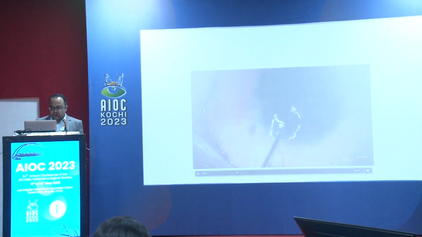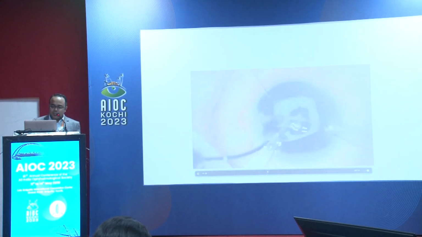So we went ahead and put some iris hooks. And here you can see that the anterior capsule and the posterior capsule are adhered. They are very thick. Even the vitrector was not able to cut it very efficiently. So we had to make small snips with the micro scissors, and then the vitrector could cut it easily.